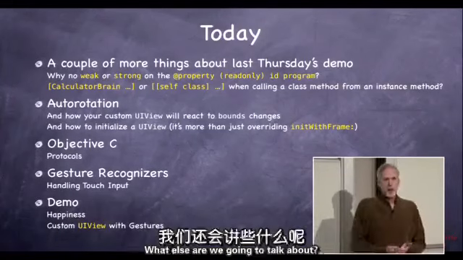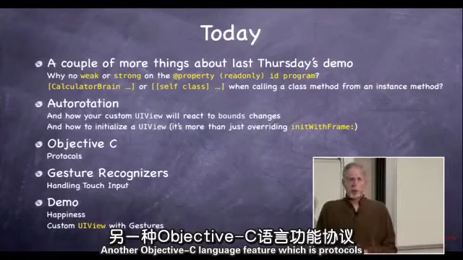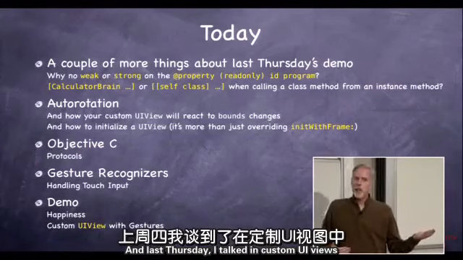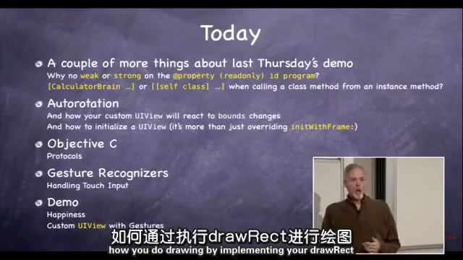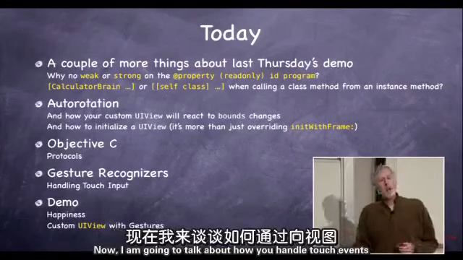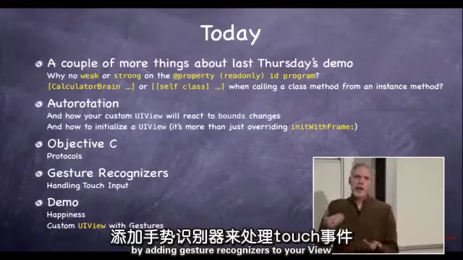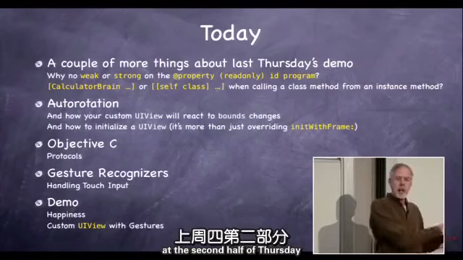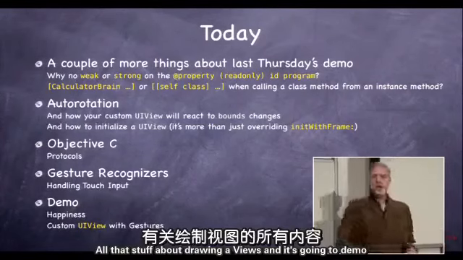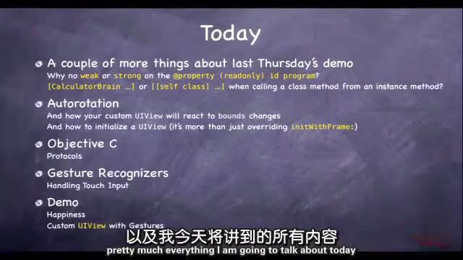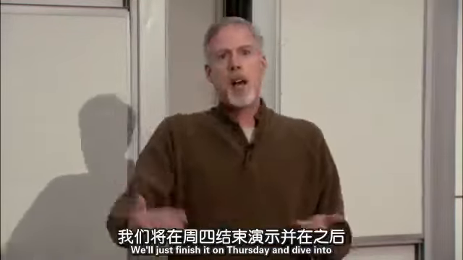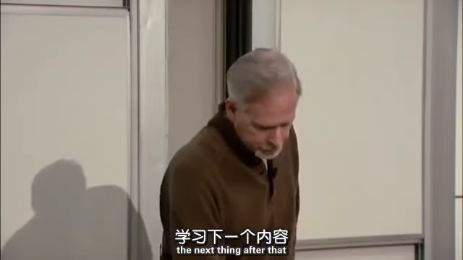We're also going to talk about another Objective-C language feature, which is protocols, a really important one. And last Thursday I talked in custom UI views about how you do drawing by implementing drawRect. Now I'm going to talk about how you handle touch events by adding gesture recognizers to your view. And then finally I'm going to do a demo. It's going to demo everything we saw in the second half of Thursday, all that stuff about drawing and views, and it's going to demo pretty much everything I'm going to talk about today. That demo might run over a little bit. We'll just finish it on Thursday and then dive into the next thing after that.